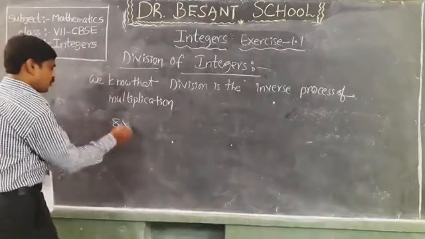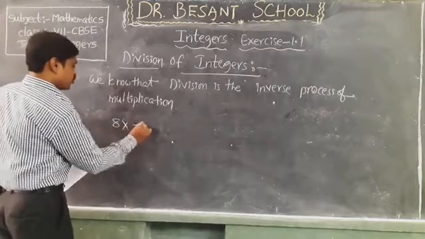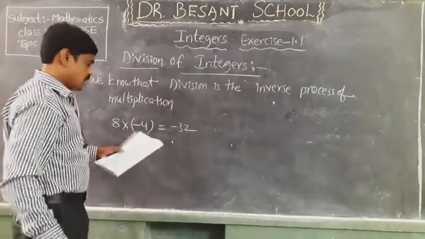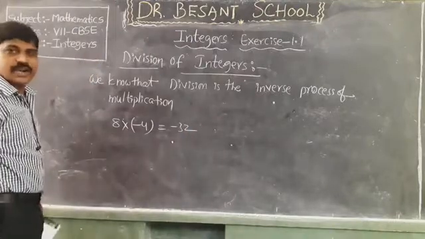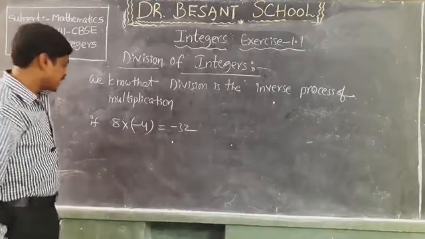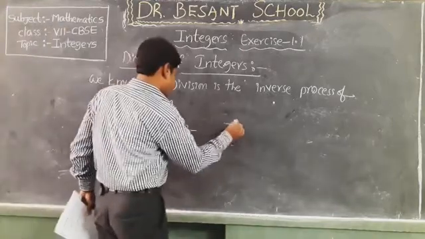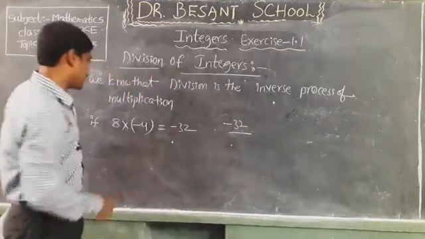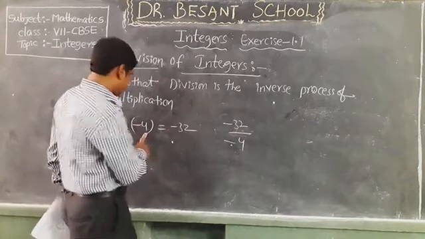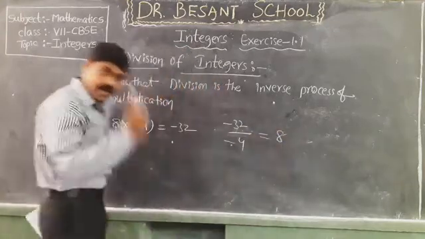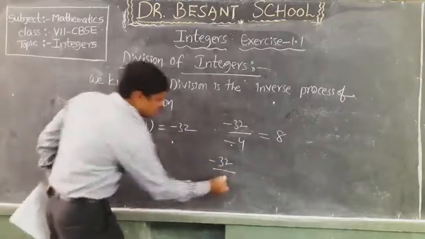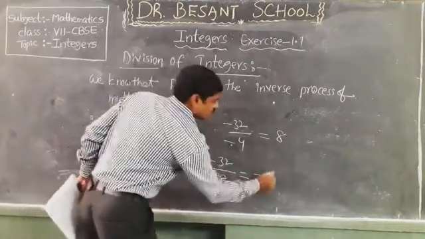8 into minus 4 is equal to minus 32. Observe here, if 8 into minus 4 is equal to minus 32, then minus 32 by minus 4 is equal to what? 8, according to the previous rule. Next, minus 32 by 8 is equal to what? This is equal to minus 4.